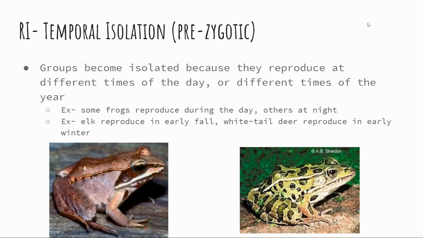So, for example, some frogs reproduce during the day and other types of frogs reproduce at night. So the ones that reproduce during the day will never reproduce with the ones that reproduce at night, and vice versa. Elk reproduce in early fall, and white-tailed deer reproduce in early winter. So these two different organisms reproduce at different times of the year, which is going to keep them from being able to reproduce with each other.